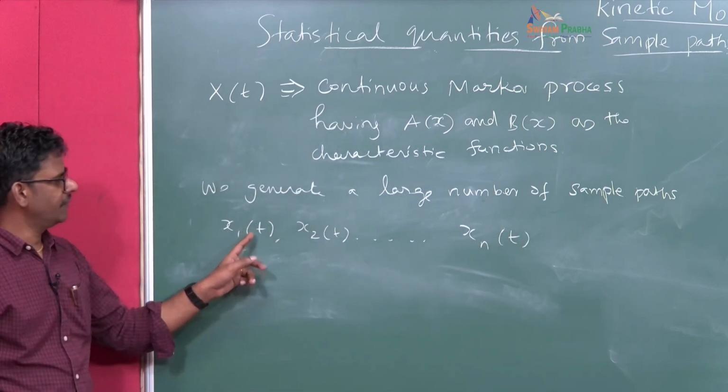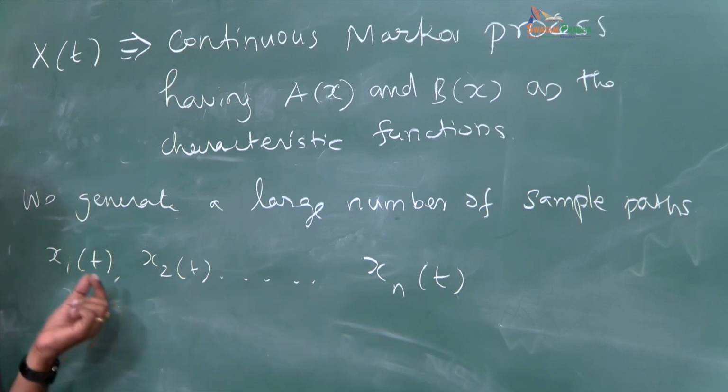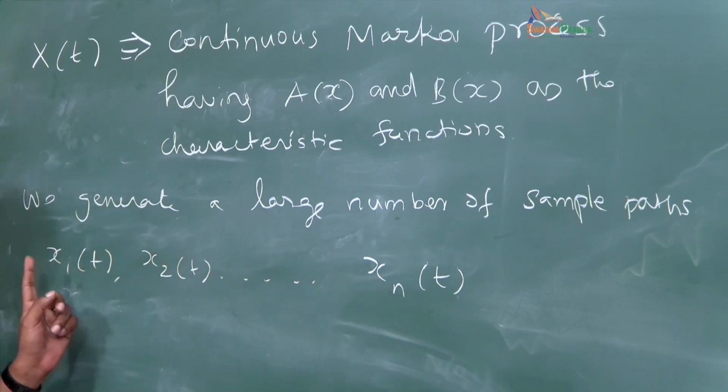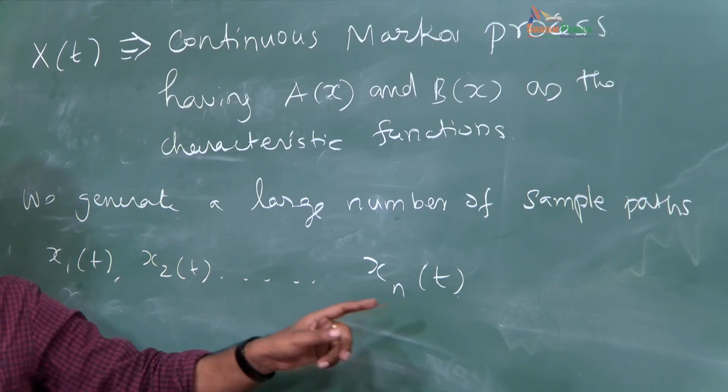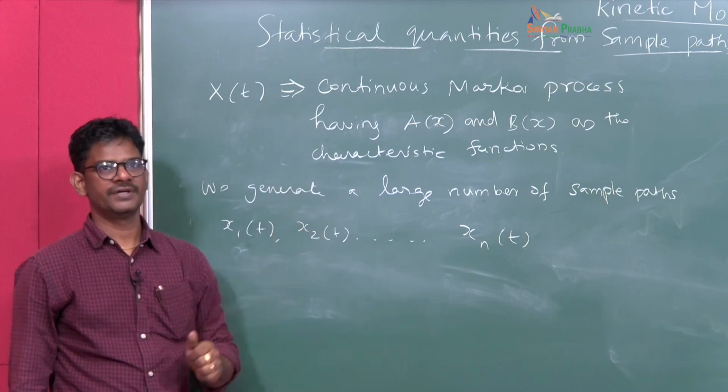So here we are looking at this process. At the same time point, we have created different realizations. So this point x1, x2, x3 all the way up to xn, these are based on, for a given time, n number of different realizations.